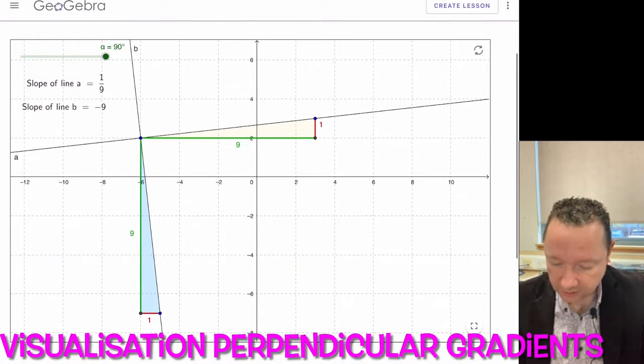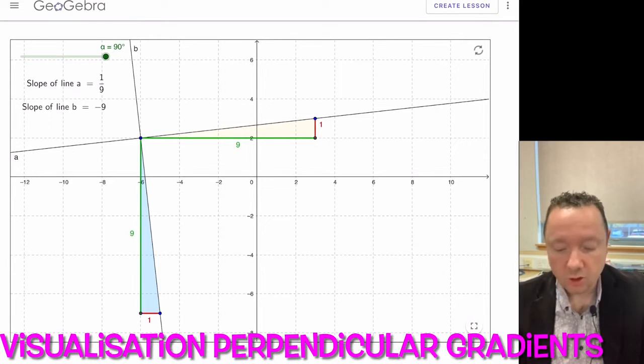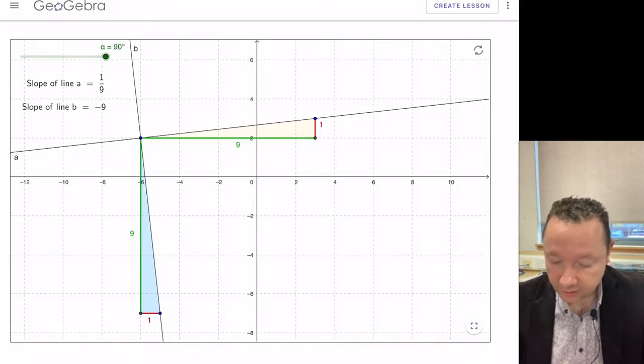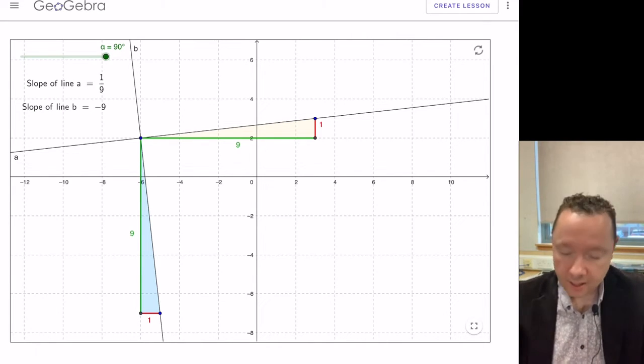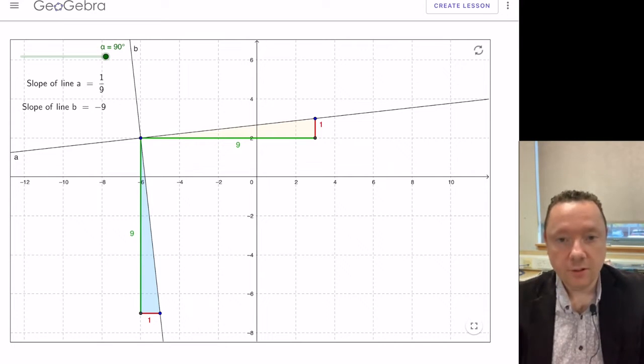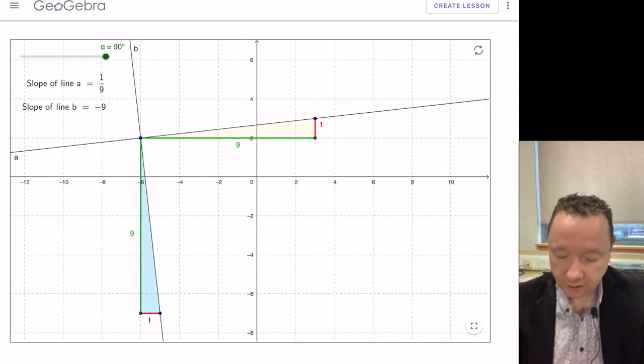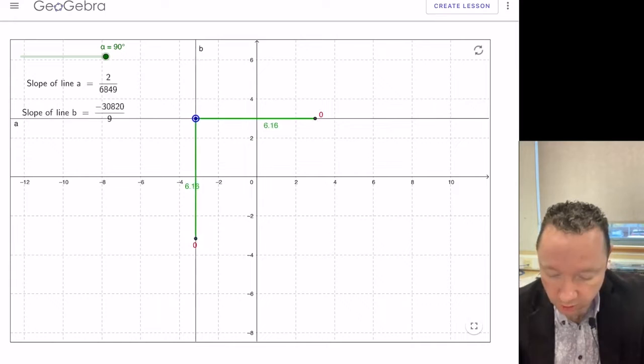So looking at this app here, you can see I've drawn two lines, and the gradient of the first line is 1 over 9, a ninth. But if you take the gradient of the other line, you can see that the gradient is minus 9 over 1, or minus 9. Those two lines are at right angles to each other. It should be obvious that they are from looking at it. And it doesn't matter how much you rotate this line round.